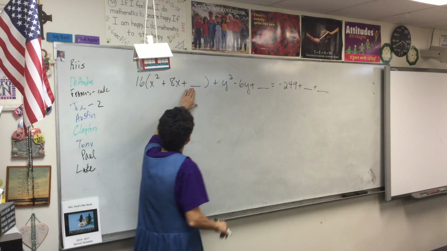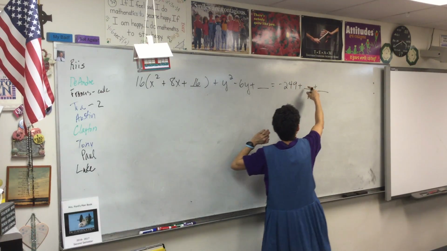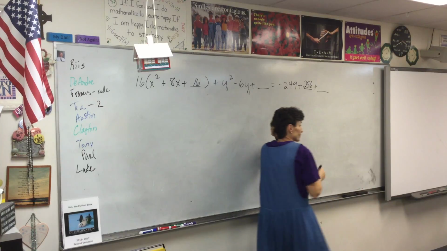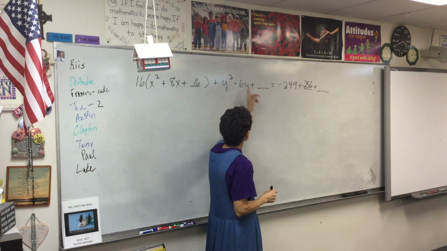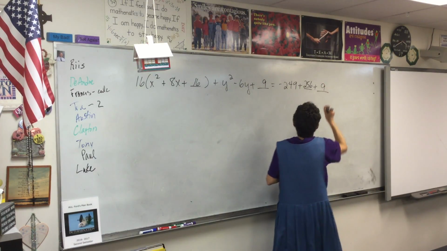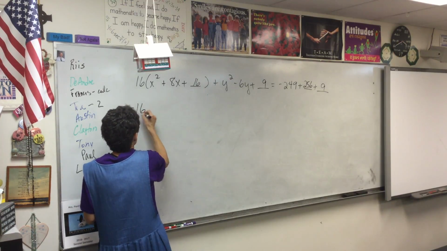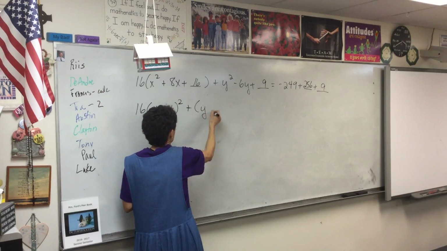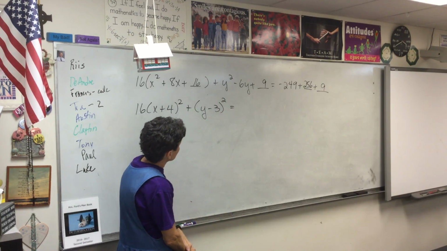What goes here? 16, but what comes over here? Which is 256. What goes here? Look, I didn't factor anything out, so I'm going to put a 9 here, and that's exactly what I'm going to put over here. So I have 16x plus 4 squared plus just plain y minus 3 squared equal to 55.